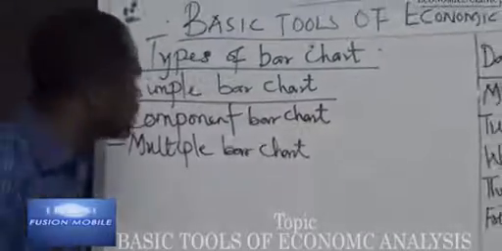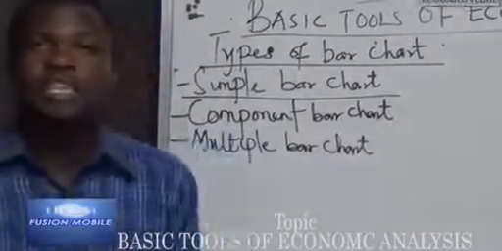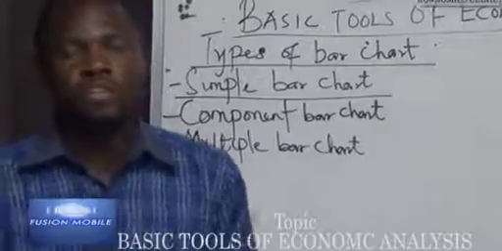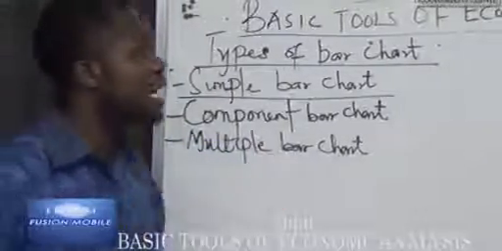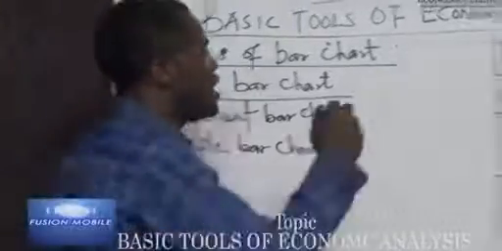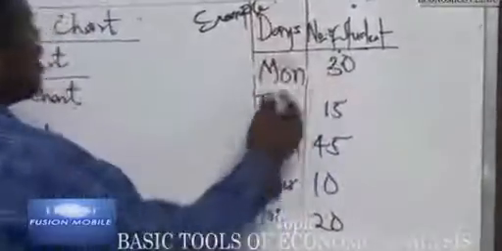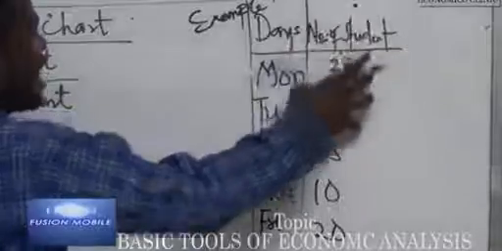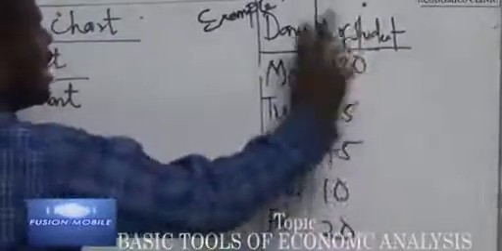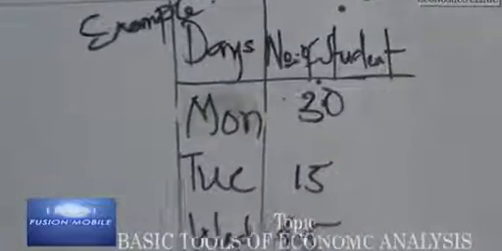How or why do we use simple bar charts? We use simple bar charts when the data given is one. That is a graphical presentation of statistical information when one data is provided. An example is this that we have here. We have days, Monday, Tuesday, Wednesday, Thursday, Friday, and you can see the data given. The data here is just one, number of students: 30, 15, 45, 10, and 20.